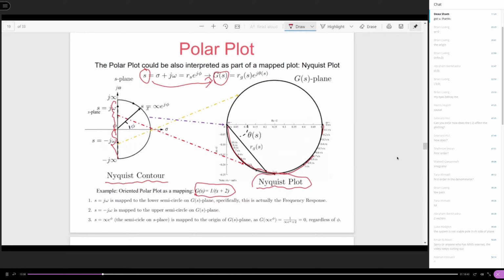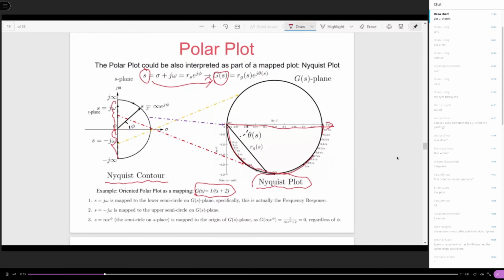The complex function is always symmetric with respect to the real axis, right? So it's a straightforward conclusion that the lower part is going to be mapped to the upper part.